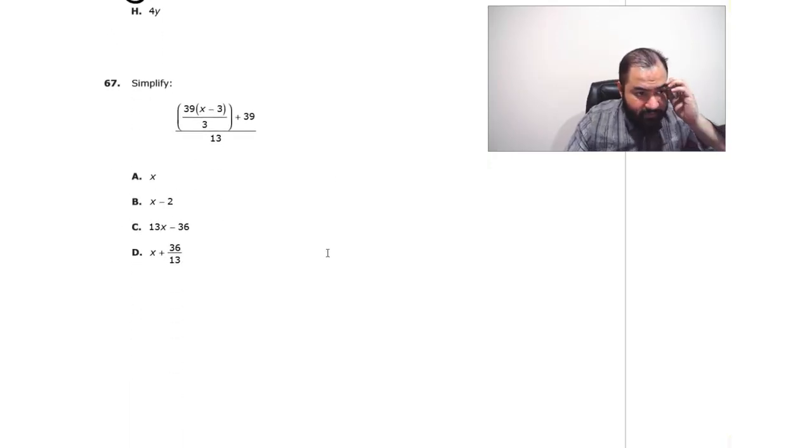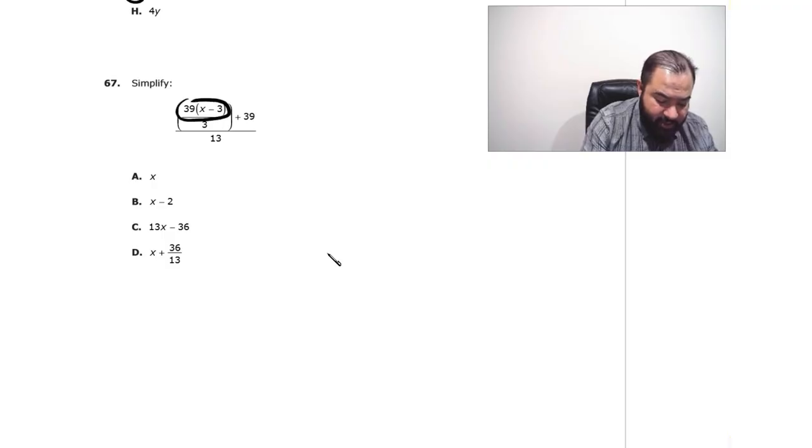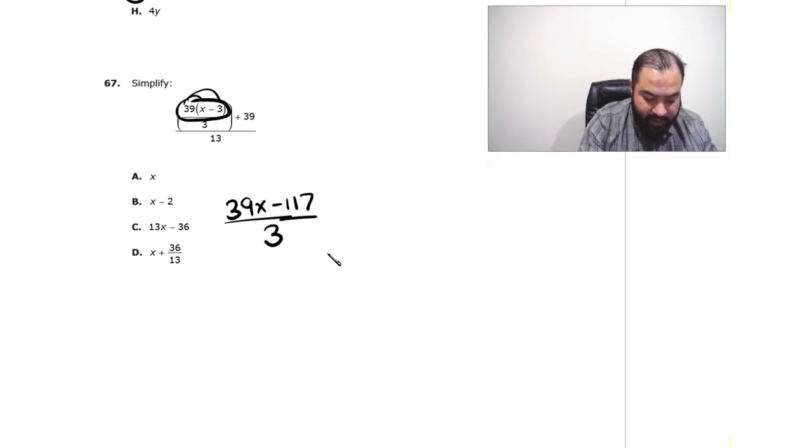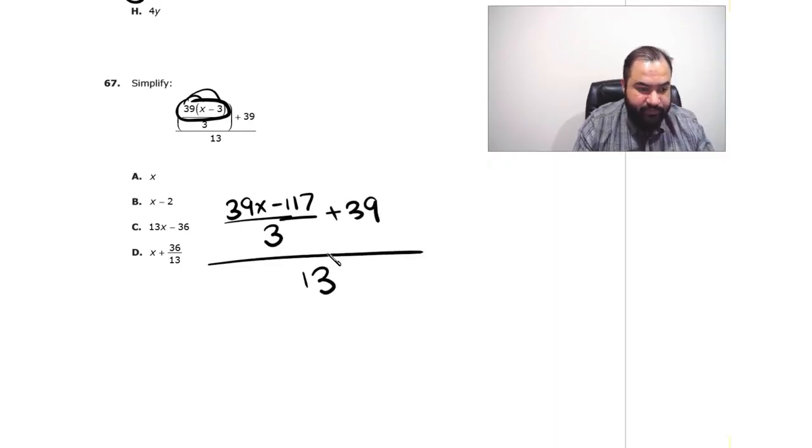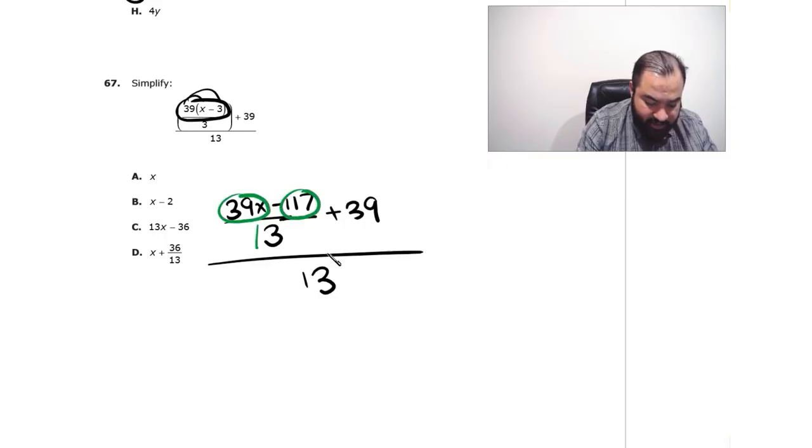Let's do a simplification involving algebra. So this one can be done a couple different ways. I'm going to show you the most general basic way. So at first, let's work with this part where we can distribute, right? So I get 39x minus 3 times 39 is 117. Okay, divided by 3, and then there's a plus 39, and then over 13 overall. So now when you divide by 3 here, guys, remember you have to divide both 39x and 117 by this 3.